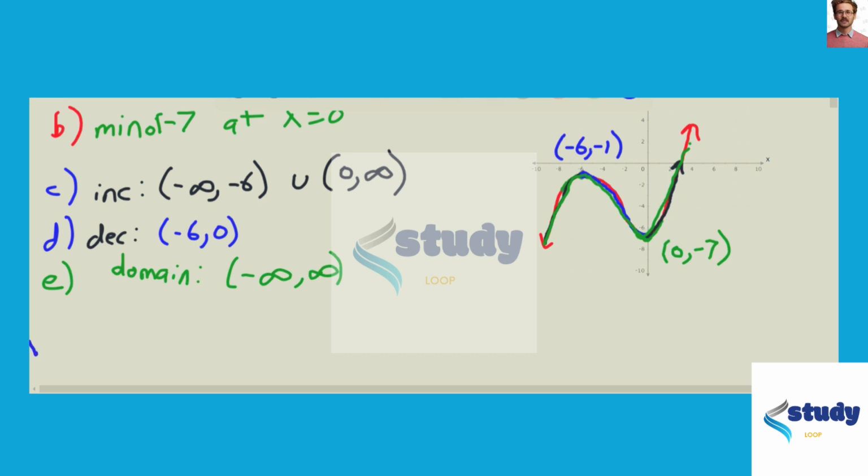And lastly, the range. The range represents all of our possible y values. Well, as you can see, at the beginning, our graph is going to decrease forever. At the end, it's going to increase forever. And we hit every single y value in between. So our range is also going to be all real numbers, going from -infinity to positive infinity.